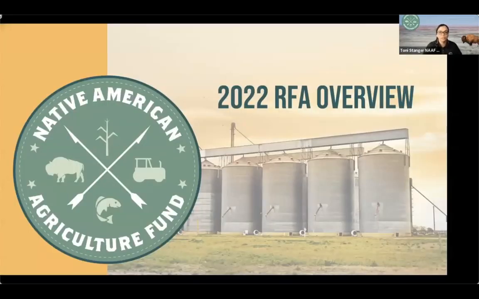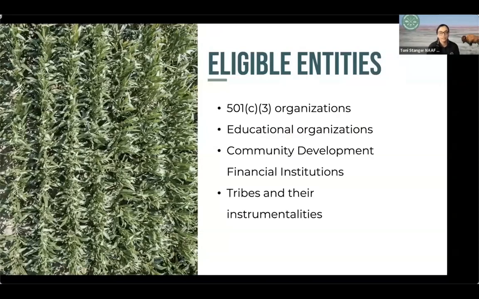The 2022 RFA Overview. Our eligible entities, again, are included in our trust agreement, but those are 501(c)(3) organizations, educational organizations, including elementary all the way through college, community development financial institutions, also known as CDFIs, tribes and their instrumentalities, including state recognized tribes.